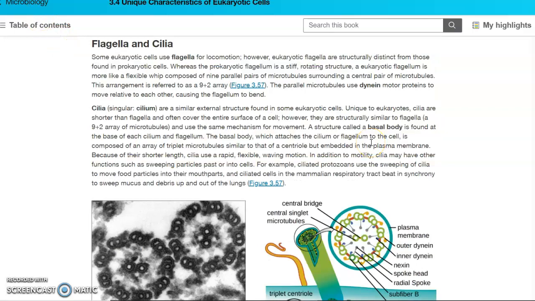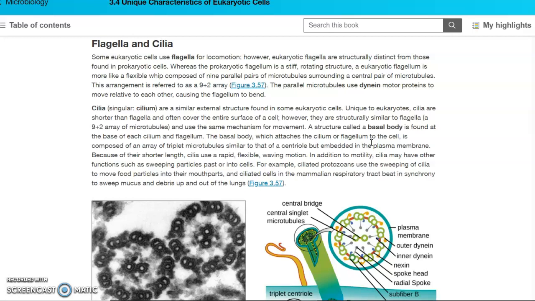Now, some eukaryotic cells have cell walls. Plants have cell walls. Fungi have cell walls. Algae have cell walls. And some don't. Protozoans and animals don't have cell walls. And the structure of the cell wall varies between each of those groups.